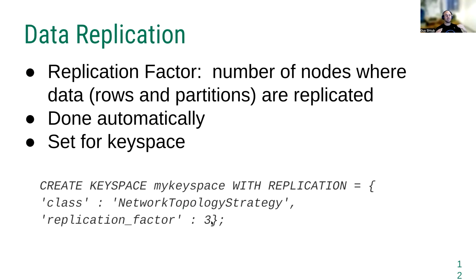Okay, a key space is a container of tables. So all the tables that are defined within this key space are going to inherit this replication factor of 3. And that means that all the data within those tables will be replicated 3 times. Okay, and I'm going to show you an example of how that happens.